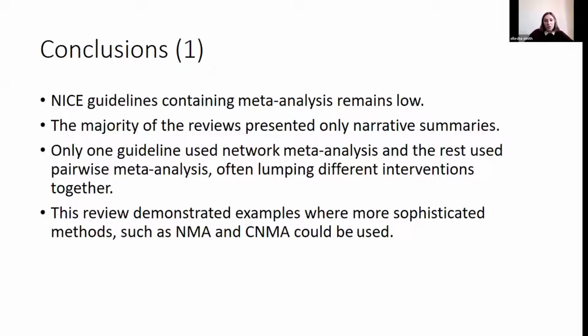So this review found that the proportion of NICE guidelines containing effectiveness evidence summarized using a meta-analysis has increased since the previous review, but remains low. The majority of reviews presented only narrative summaries. Out of the guidelines that used meta-analysis, only one used network meta-analysis and the rest used pairwise meta-analysis, often lumping different interventions together. And although only the simplest methods are currently being used, this review has demonstrated that there are cases where more sophisticated methods could be utilised within public health topics.